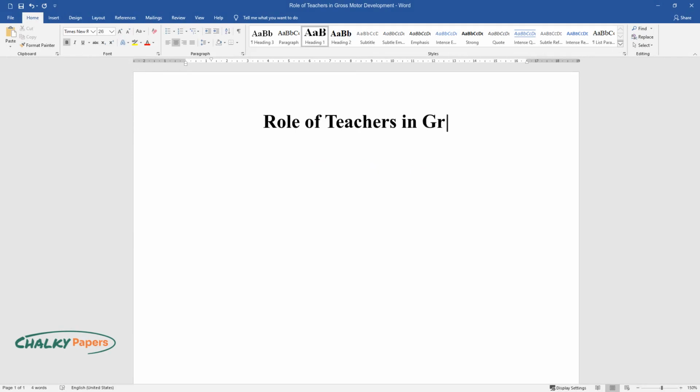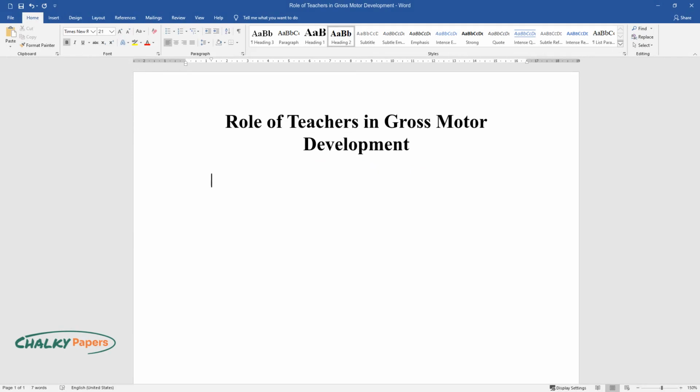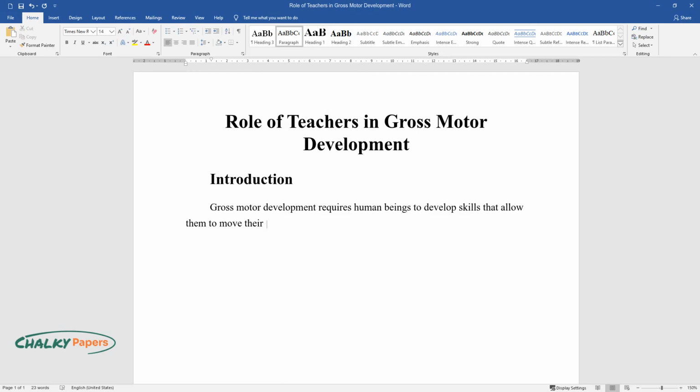Role of teachers in gross motor development. Introduction. Gross motor development requires human beings to develop skills that allow them to move their legs and arms.